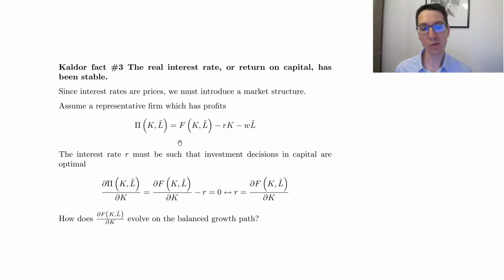Normally you would see a price in front of this, but here we are dealing with real interest rates. So what has implicitly happened is that we have divided everything by P. So it would be the nominal interest rate divided by P, which equals R, and the nominal wage divided by P, which equals here the real wage.